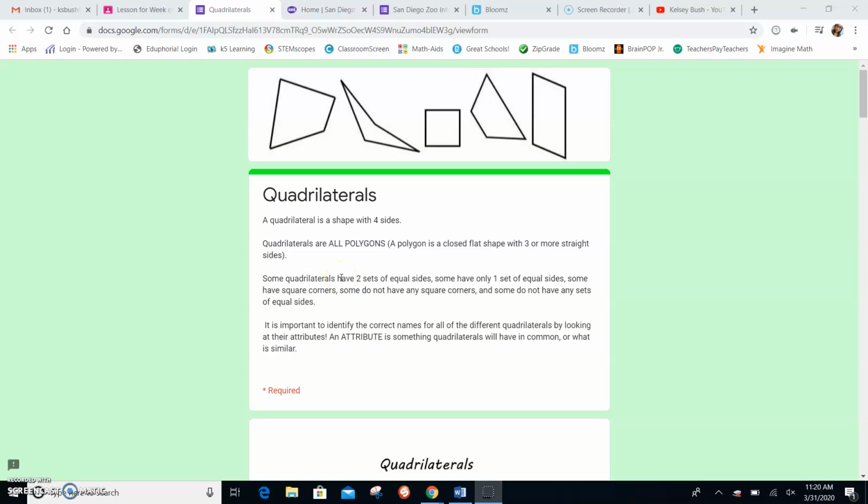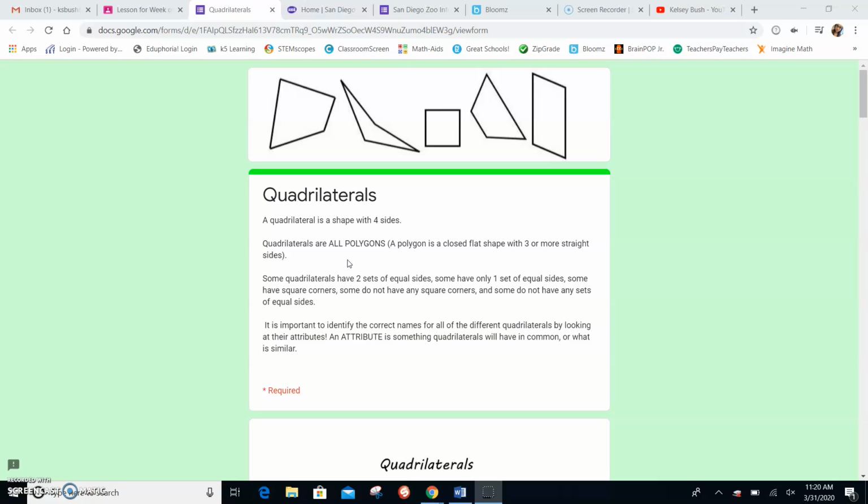Quadrilaterals. A quadrilateral is a shape with four sides. Quadrilaterals are all polygons. A polygon is a closed flat shape with three or more straight sides. Some quadrilaterals have two sets of equal sides. Some only have one set of equal sides.